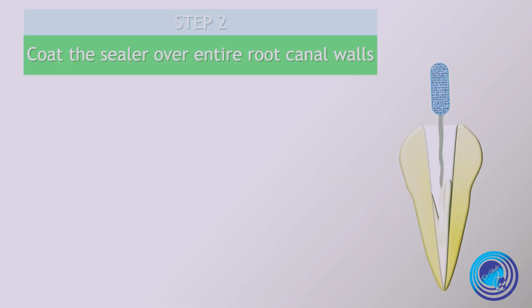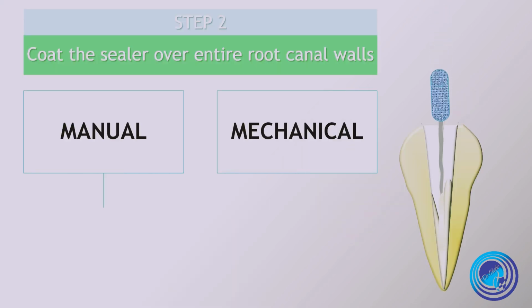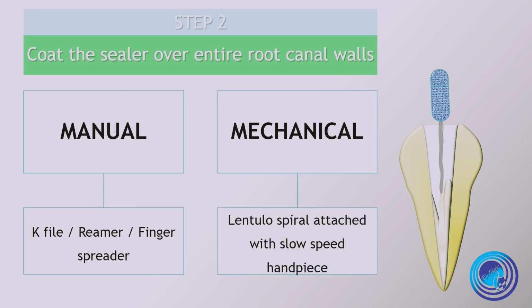Step 2. Coat the sealer over the entire root canal walls in a homogeneous manner. It can be done in a manual way or a mechanical way. If you are doing it via the manual way, you can use a K file, reamer or finger spreader for coating the root canal sealer. Or in case of mechanical, you can use devices like Lentulo spiral or bidirectional spirals, which can be attached to a low speed hand piece.